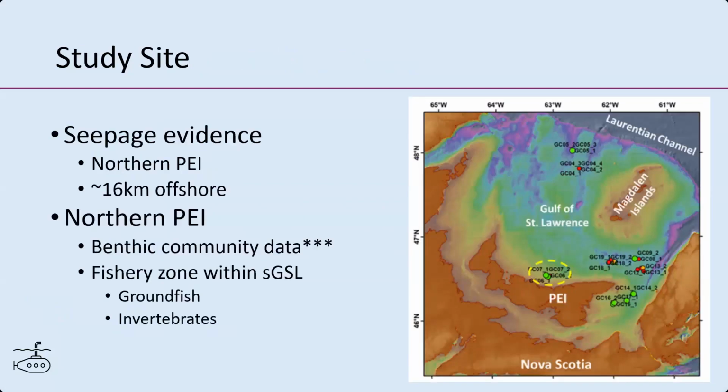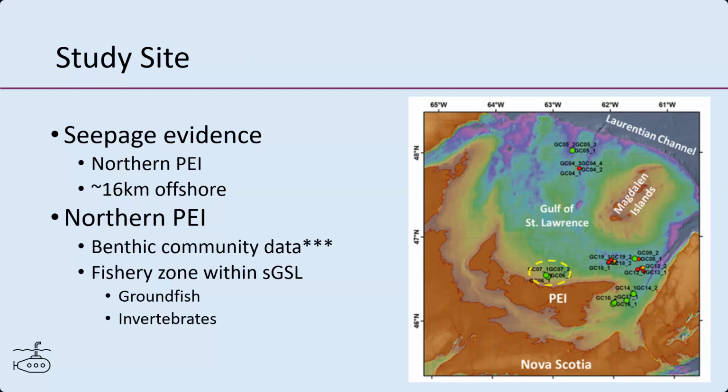So my study will focus on discharge found around 16 kilometers offshore northern PEI, right here. What we know about this area is it's a big fishing zone. Specifically, it's in the southern Gulf of St. Lawrence. It's the big fishing zone for lobsters, LFA 26, which live on the bottom near the coast. So they could be kind of influenced by this discharge.